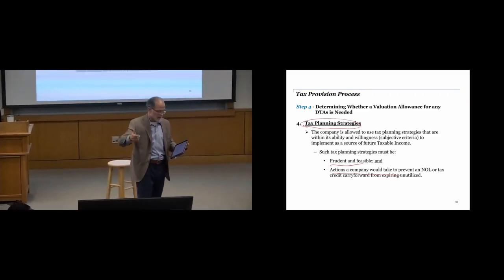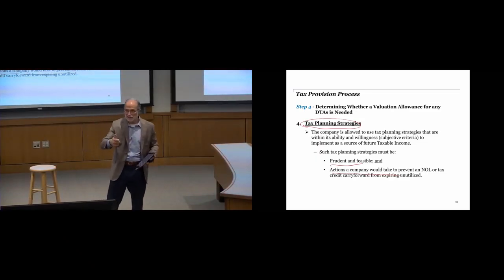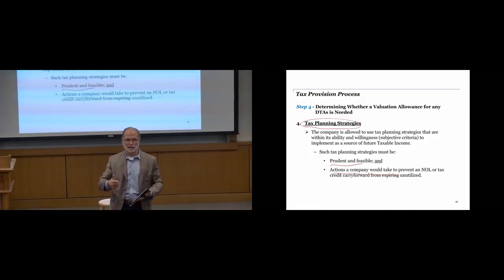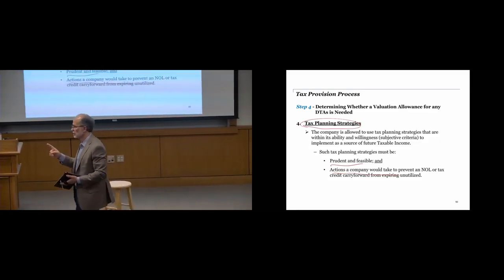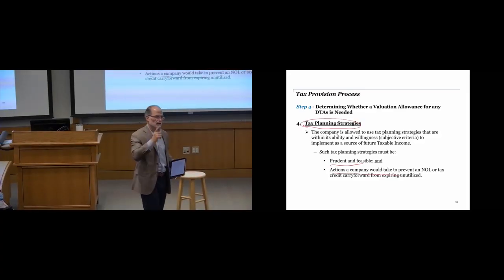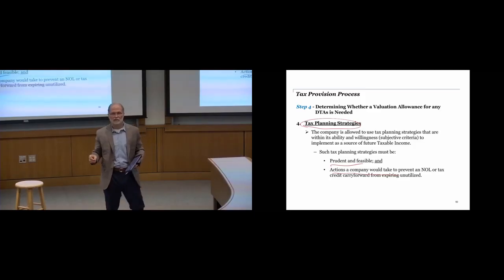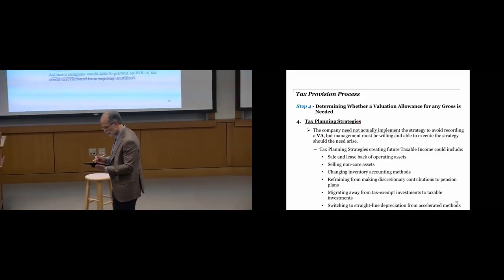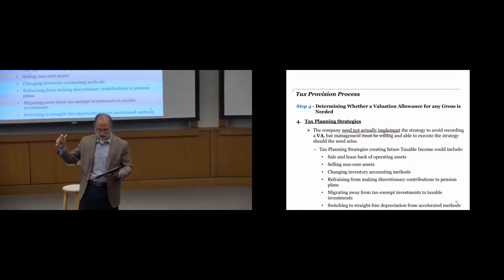Okay, that strategy must be prudent and feasible, meaning that it has to be sound from a tax perspective. You can't just do crazy things and expect it to work, right? It has to be prudent and feasible, and the company doesn't have to do it, but they have to be able to assert that they would do it before that credit expires. They would actually pull the trigger on the planning. Those are the standards you're held to. So you need not actually implement, like I just mentioned, but you must be willing and able to execute the strategy should the need arise.